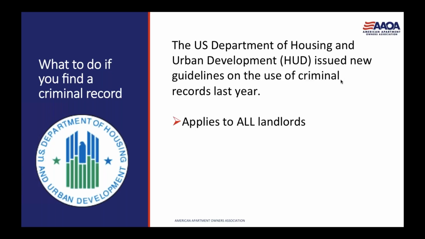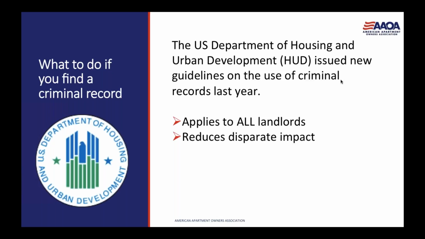And HUD issued new guidelines on how to use criminal records last year that basically changed the way that landlords should be using criminal records. And these are guidelines, but they are enforced. So if you want to avoid a discrimination lawsuit, you want to make sure that you're making decisions that are compliant with how HUD wants you to use criminal records. So we provide you with the records, but it's your job to make a decision that is HUD compliant based on those records. So why did HUD even do this?